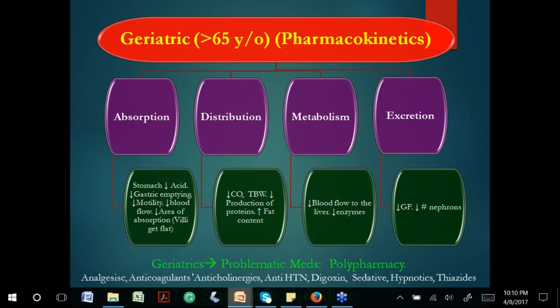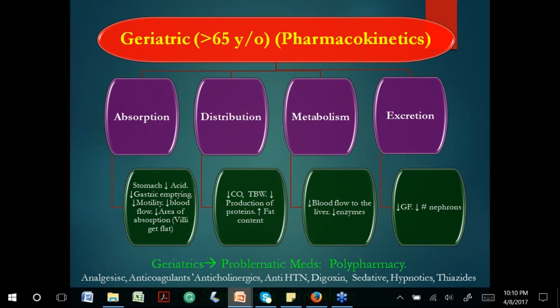Metabolism is the same. Metabolism is happening in the liver or any other cells in the body, and the enzymes are going down. So you decrease the metabolism. Mostly what metabolism is doing, in the majority of the cases, is inactivating the medication. If you cannot inactivate the medication, you can have toxic levels. Excretion, the glomerular filtration is going down. So it's less filtration, less number of nephrons.